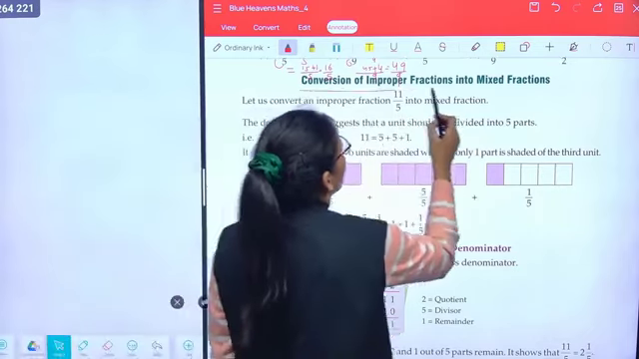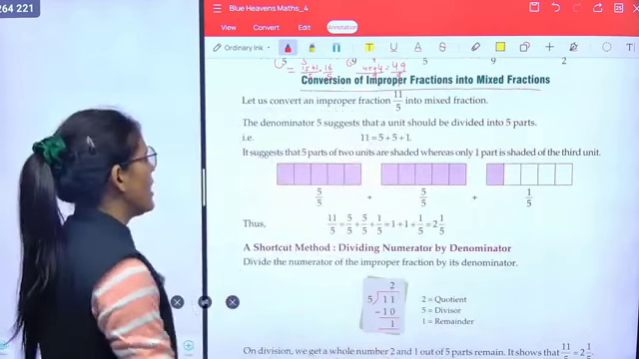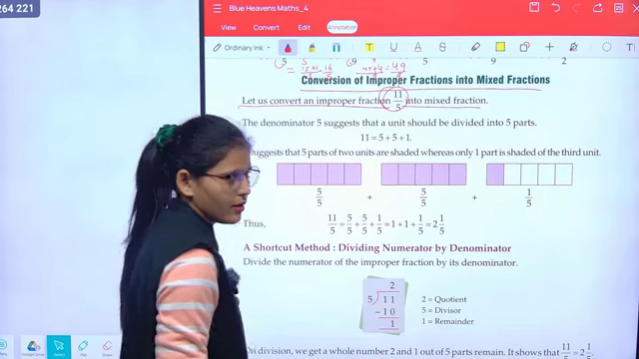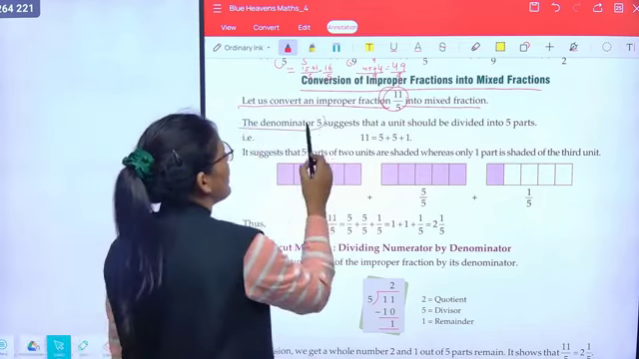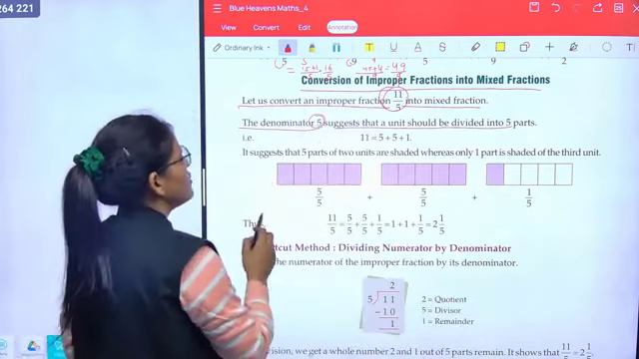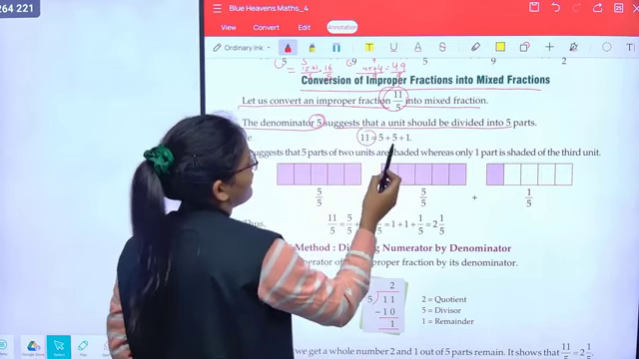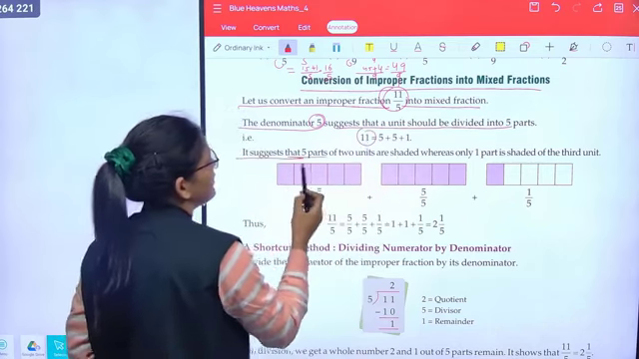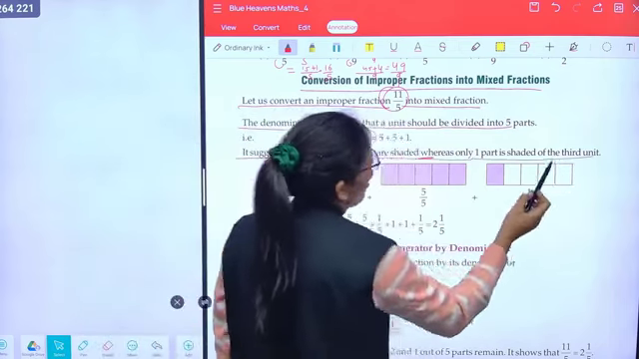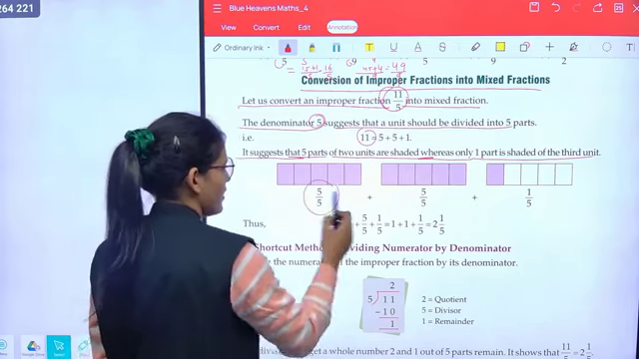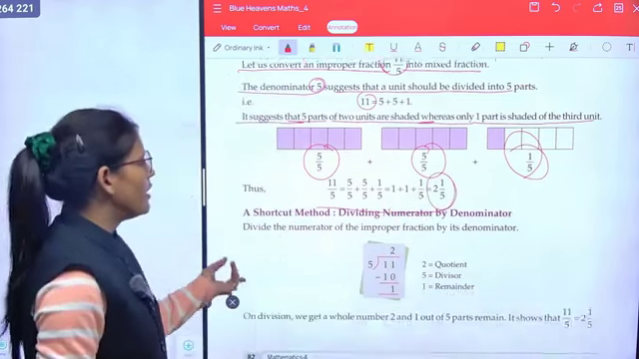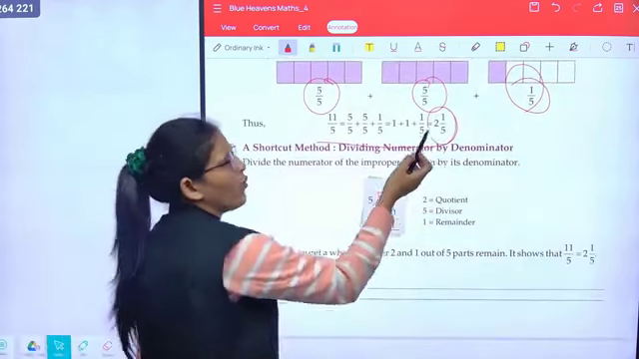Now conversion of an improper fraction into a mixed fraction. Let us convert the improper fraction 11 upon 5 into a mixed fraction. Okay class. Now the denominator 5 suggests that a unit should be divided into 5 parts. So that is 11, 5 plus 5 plus 1. Now it suggests that all 5 parts of 2 units are shaded, whereas only 1 part is shaded of the third unit. See, it means 1 plus 1 plus 1 upon 5, which is 2 1 by 5.